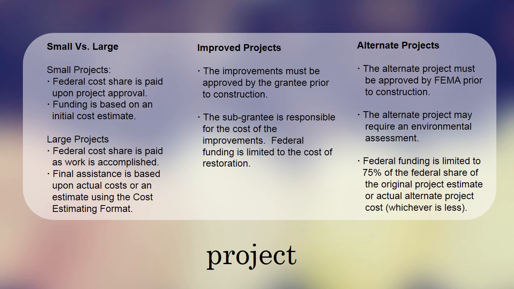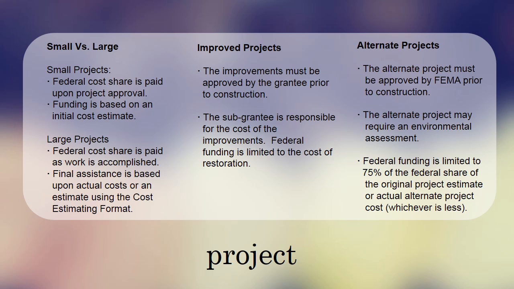So let's move on to the project part. The first thing I will talk about is small versus large. Public assistance projects are processed as either small or large projects. If the project's cost is less than the annual updated cost threshold amount, the project is processed as a small project. If the project cost equals or exceeds the threshold, the project is processed as a large project.